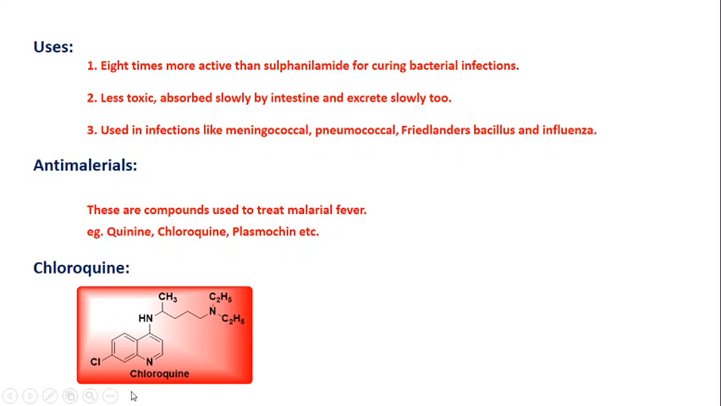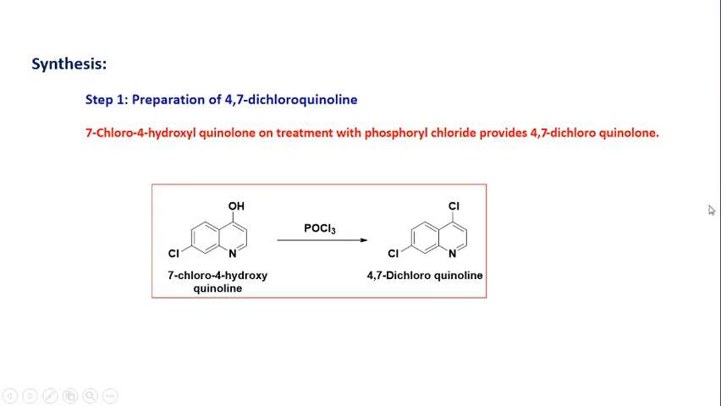Which is nowadays used in the treatment of coronavirus. It is a derivative of chloroquine, but most commonly chloroquine is used in the treatment of malarial fever. How is this chloroquine synthesized? Its synthesis is divided into three steps, of which the first step is preparation of 4,7-dichloroquinoline. How is this dichloroquinoline formed?